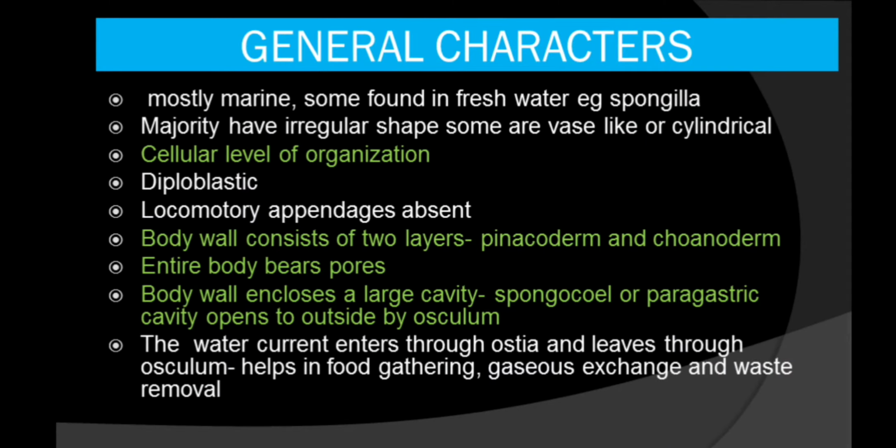Then they have a cellular level of organization. Then they are diploblastic animals. Diploblastic means only two germ layers. The outer one is ectoderm and the inner one is the endoderm. Right? Locomotory appendages are absent in these animals.